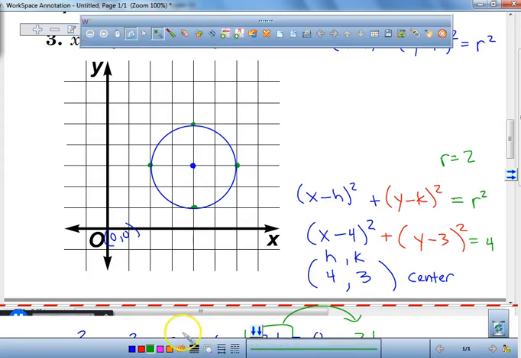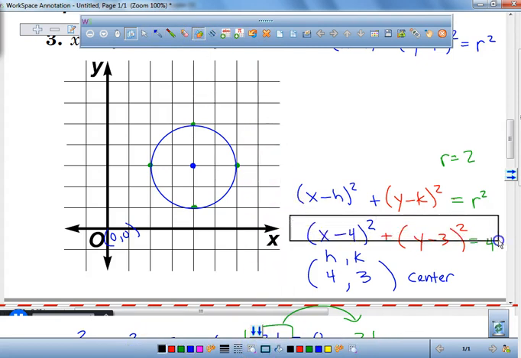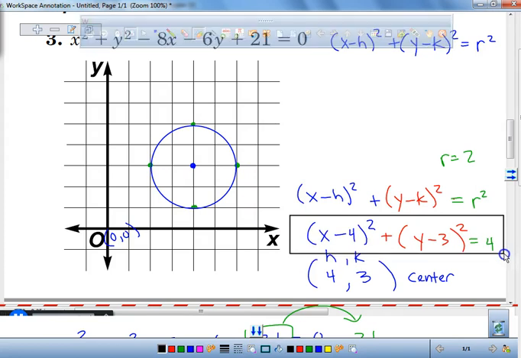What's your equation that you should have for problem 3? What's your equation? I'll put a little box around it right here. This is your equation. That's your standard equation for the circle, which identifies the center (4, 3) and the radius, which is a 2.